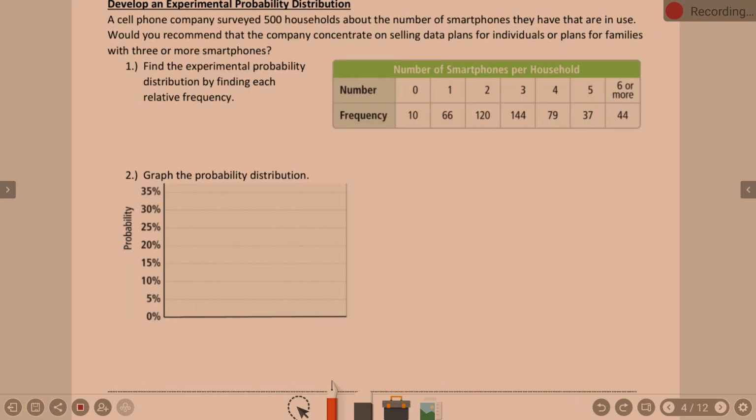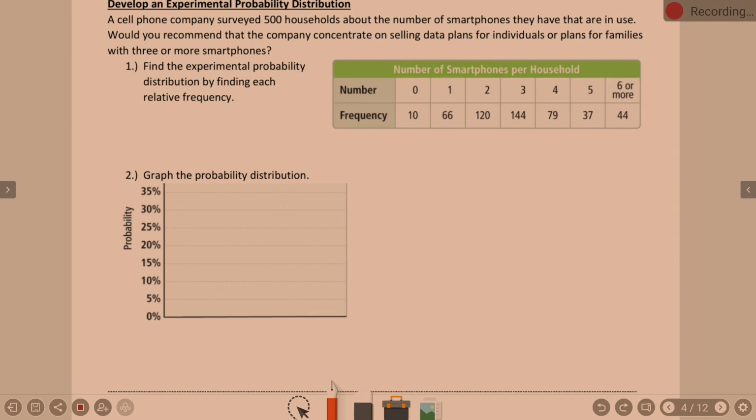We're going to talk in this section about developing an experimental probability distribution. Similar to what we were just doing, we're looking at probabilities, but there's a little bit more to it. A cell phone company surveyed 500 households about the number of smartphones that they have in use. Would you recommend that the company concentrate on selling data plans for individuals or plans for families with 3 or more smartphones? So our job is to look at the data and decide where's our focus. Where are we going to get more of the people?